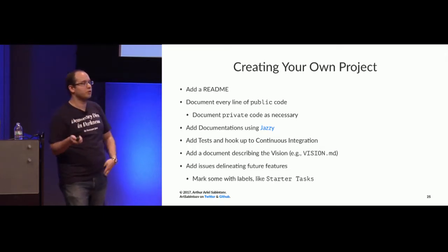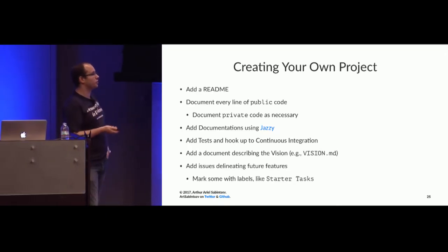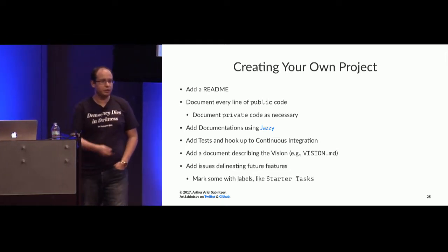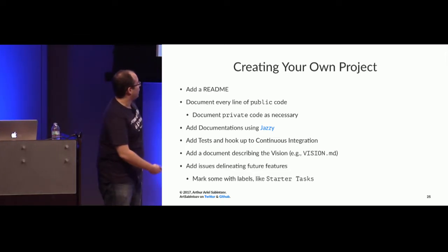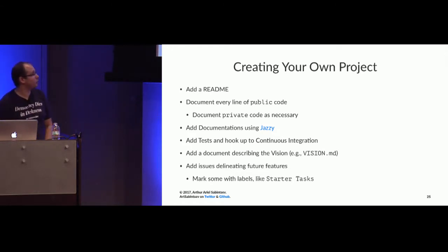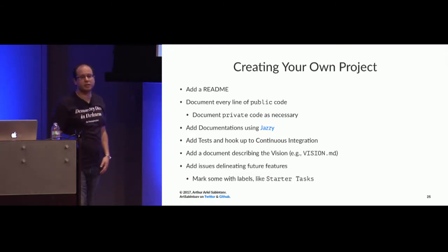But if you have a huge vision, build a vision.markdown file, and just write what you want to achieve, and then let people comment on it and potentially start building features from there. And then, like I showed you earlier, add issues for future features as well, and mark them with starter tasks.